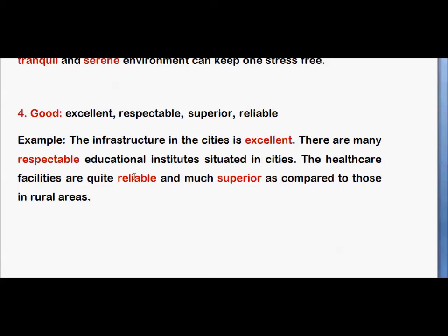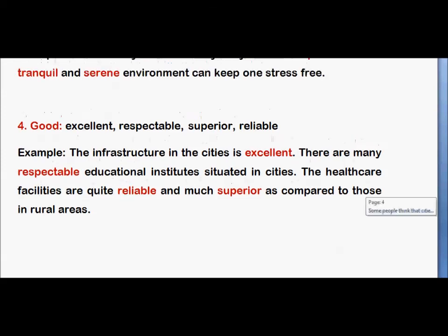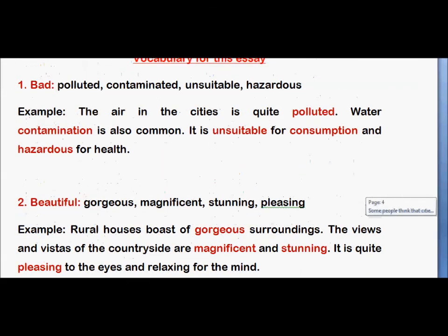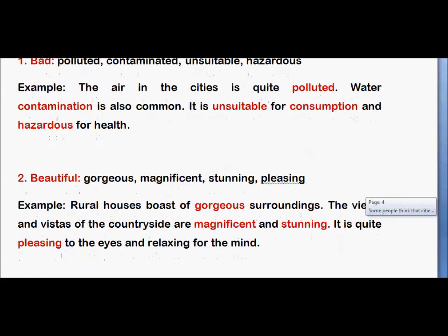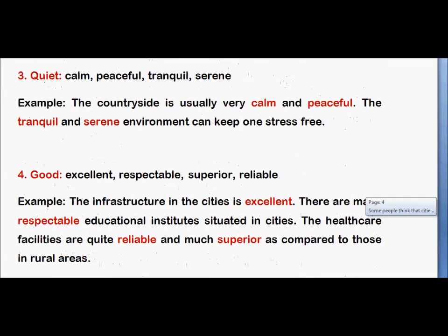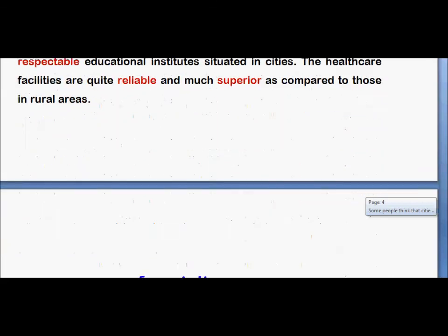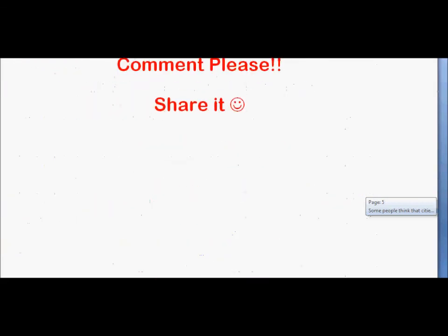So all these words, I could have said the infrastructure in the cities is good, but excellent will give you better marks. There are many respectable educational institutions. I could have said there are many good educational institutions, but good would be a very simple word. Respectable, it shows that you know your words. So please remember these words. This is your bonus. The vocabulary is a bonus. Bad, beautiful, quiet, and good. All right. Now, coming to the most important part.